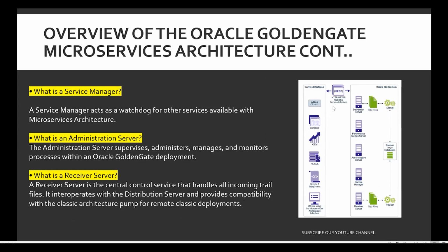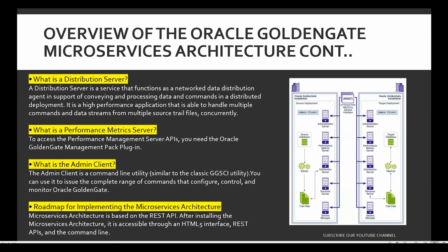We have various different ways of handling the microservices. Either you can use the admin client or the browser, or from OEM you can also handle it, and in PL/SQL, or using scripts, or using the microservices architecture interfaces. So there are many different ways you can access the GoldenGate services. These two services are done. This one is also done. Let's move to the next part, the distribution server.